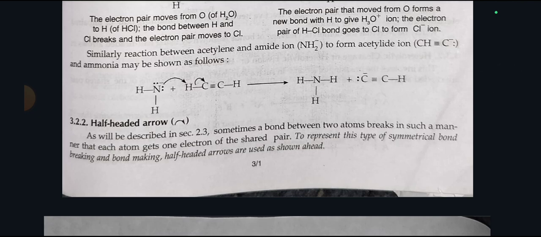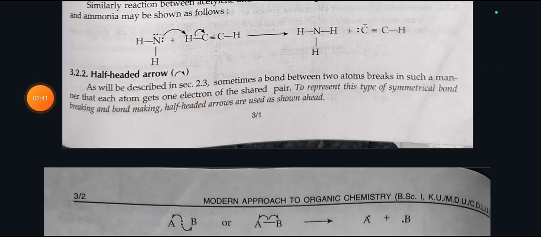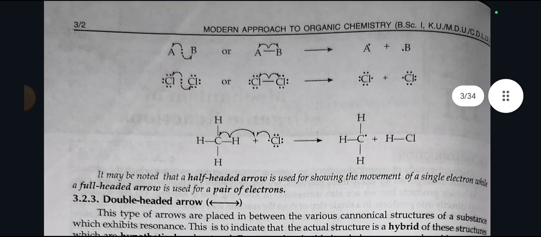3.2.2 Half-headed arrow. As will be described in Section 3.3, sometimes a bond between two atoms breaks in such a manner that each atom gets an electron of the shared pair. To represent this type of symmetrical bond breaking and bond making, half-headed arrows are used as shown ahead.